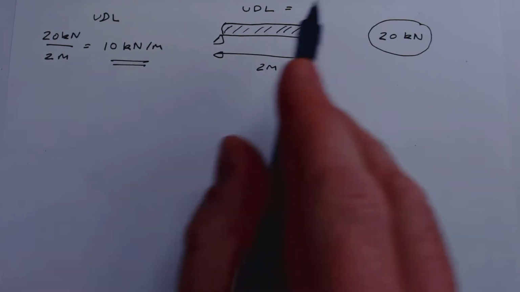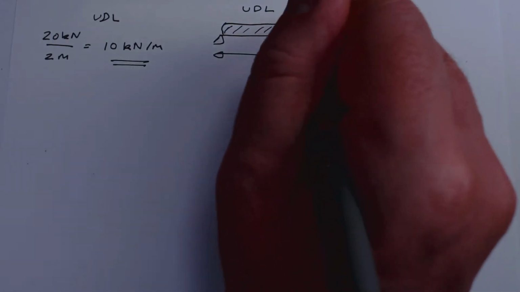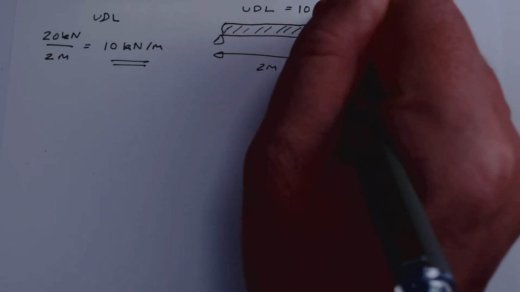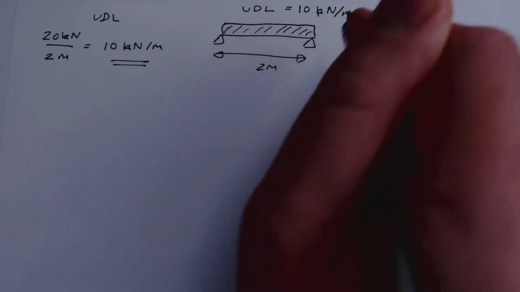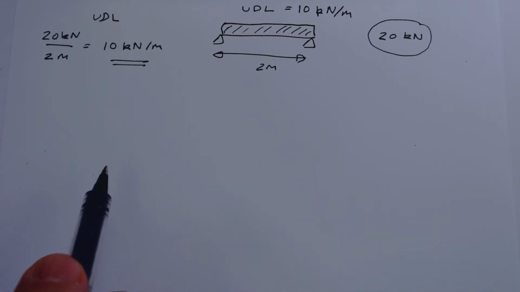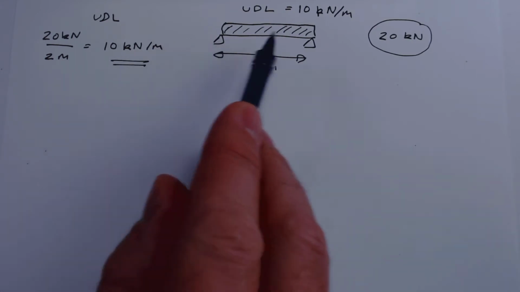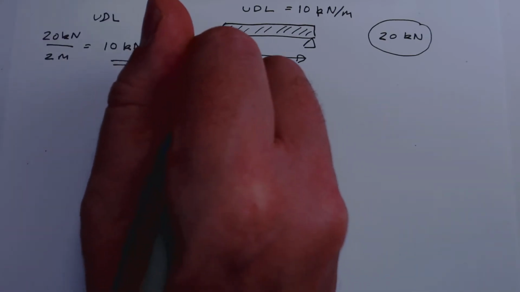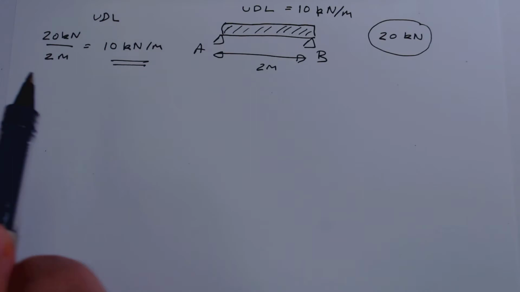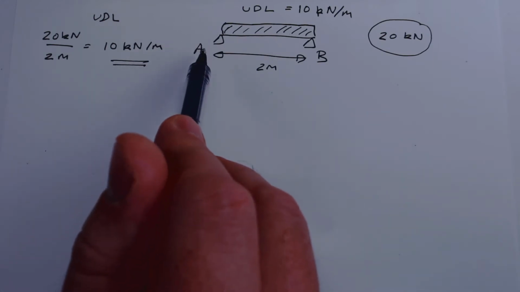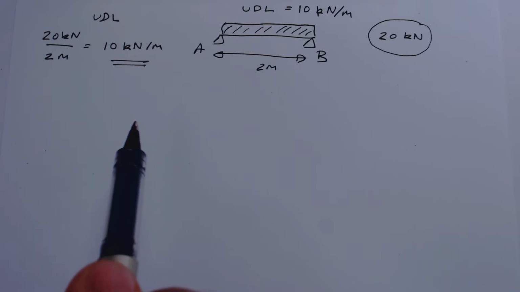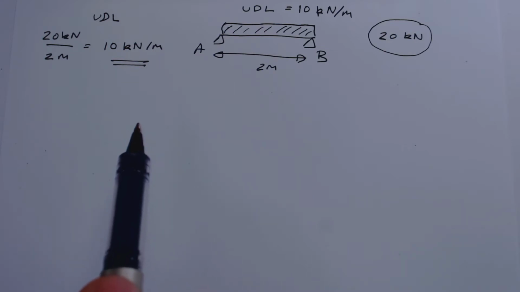So that's the number that I'm going to write up here. So I'm going to have 10 kilonewtons per meter. Okay, so that all seems fine. So we've got two reaction points, A and B. We've got this distributed load pushing down on these two reaction points. So that's about it, really.